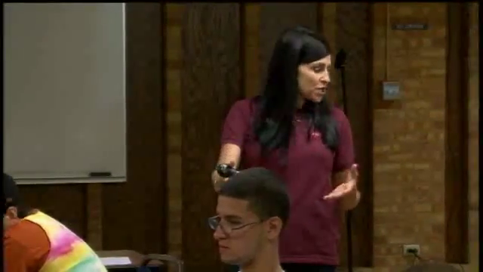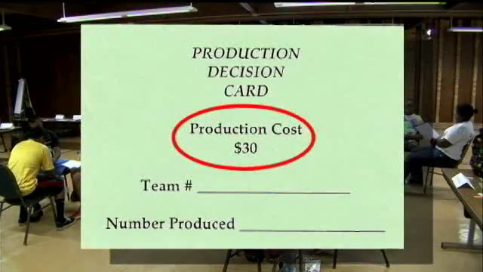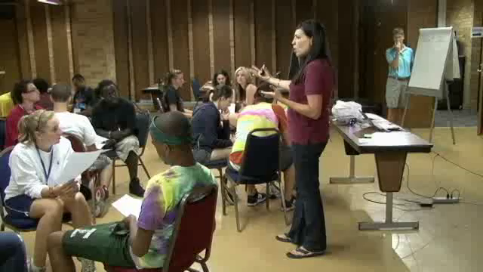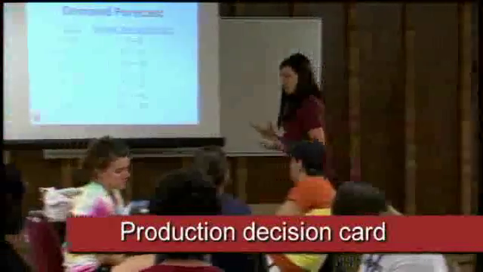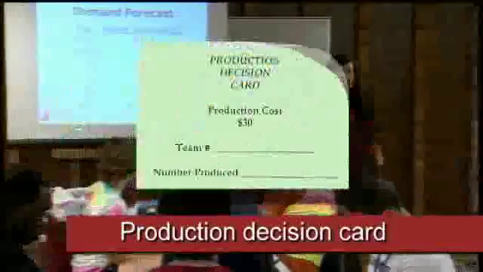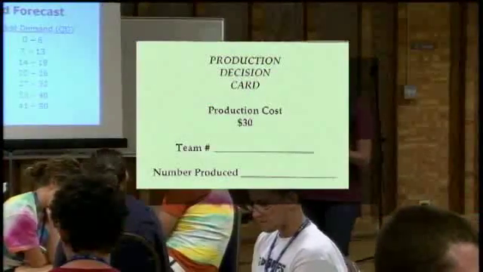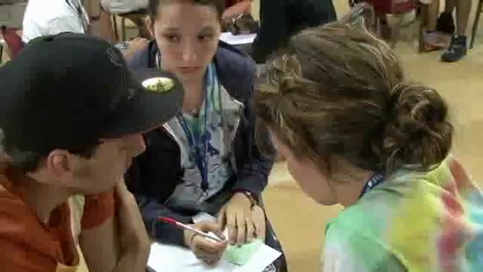You have to pay your production costs up front. What does it cost you to produce one unit? $30. So that tells you you can only produce so many to begin with because you only have $150. With that, we're going to go ahead and start production round one. And all that you have to do for a production round is fill out your production decision card. There's a place on there where you will write your team number and a place where you write how much you're going to produce.